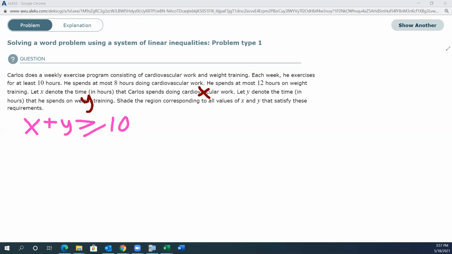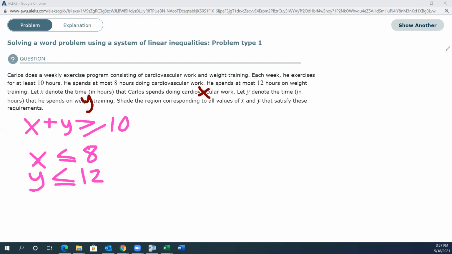He spends at most 8 hours doing cardio. So the number of hours he does cardio is at most, or no more than, less than or equal to 8. Okay. He spends at most 12 hours on weight training. So number of hours weight training is at most 12. And then they say, all right, now go do all your stuff.